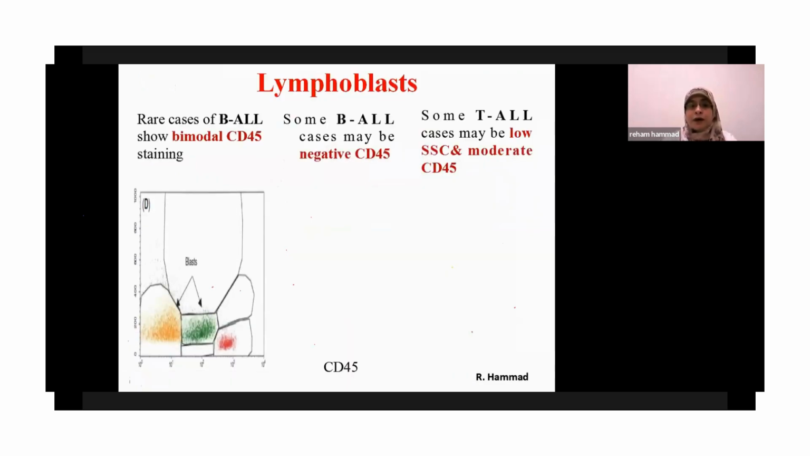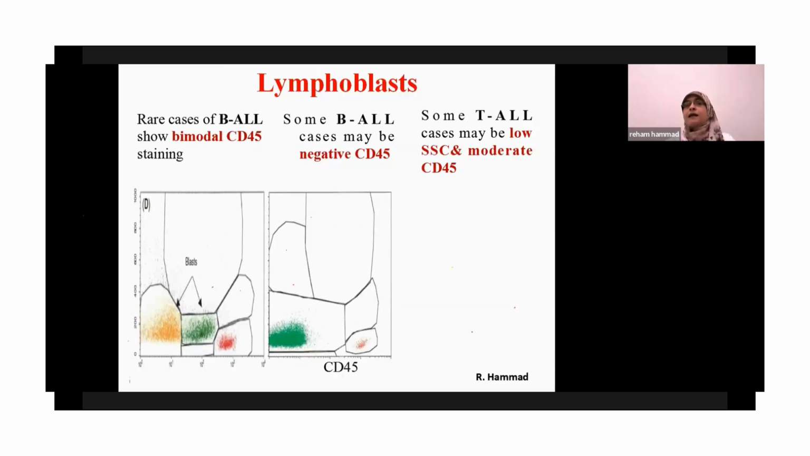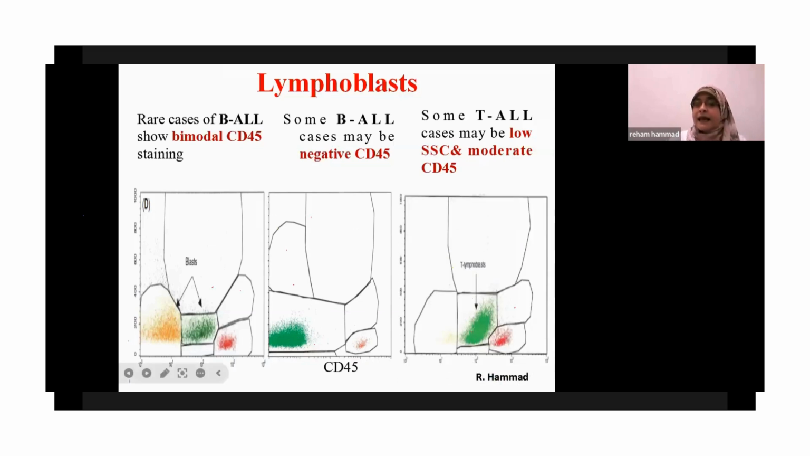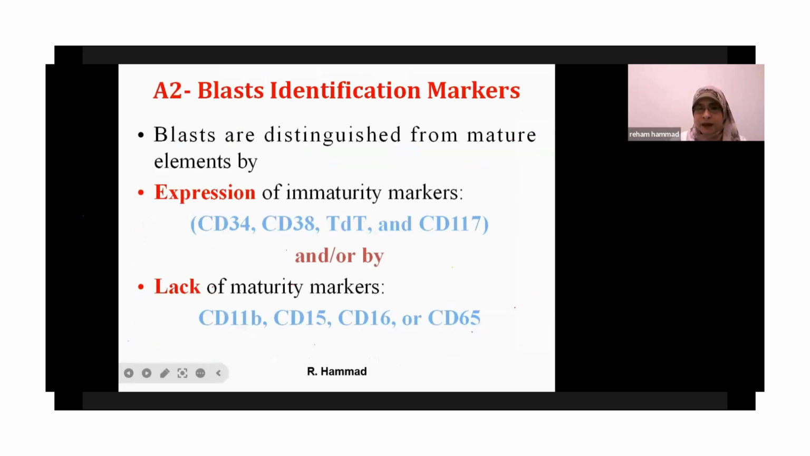The lymphoblast, where we also hear about acute lymphoblastic leukemia, is bimodal. What do I mean by bimodal? Part of the blasts lie in the negative CD45, while other blasts lie in the dim CD45. Some B-ALL are totally negative CD45. T-ALL has a moderate expression of CD45 with low side scatter.